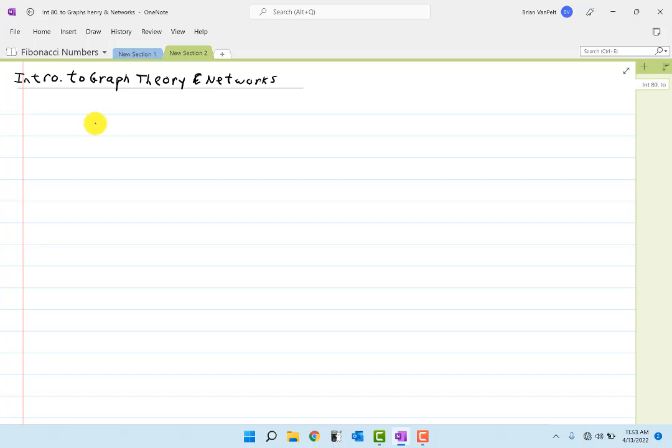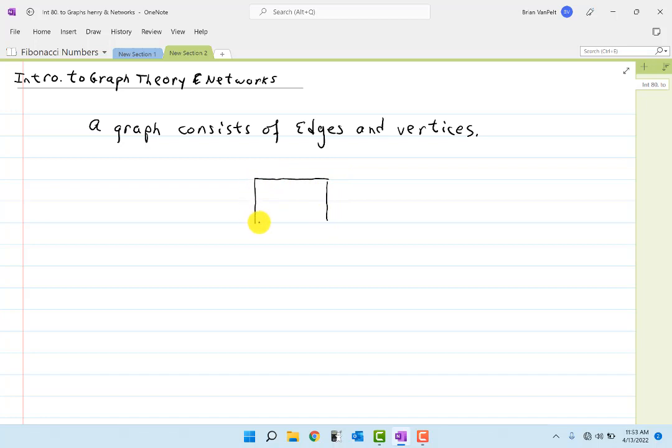So the simplest way to describe it is a graph consists of edges and vertices. So a very simple diagram looks like this. This is a simple graph. I don't want you to think they all look like this.